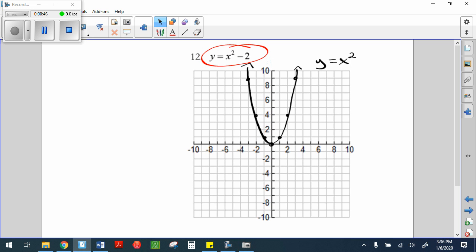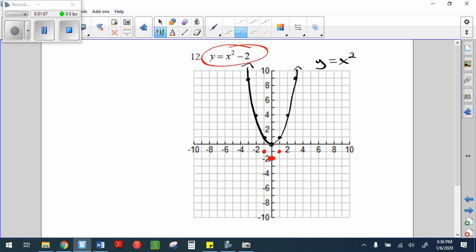But really what you want to do is start your vertex at the negative 2 on the y-axis. Okay, and then I'm going to use that pattern we talked about in a previous problem on how to graph. 1 squared is 1, which means if I go over one box and up one box, I can put a point on either side.